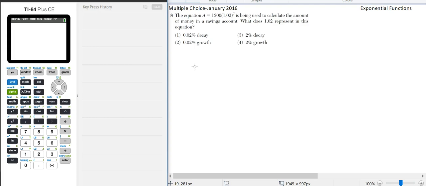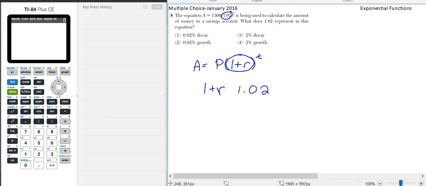So we know that all exponential growth equations are in the form A is equal to P times 1 plus R to the T, where A is the amount after T amount of time, P is the principal or the original amount, R is the rate expressed as a decimal, and T is the time. So for this question, we want to know what 1.02 is. We know that 1.02 is what's in the parentheses, and what's in the parentheses in our original equation is 1 plus R. So we know 1 plus R is equal to 1.02.